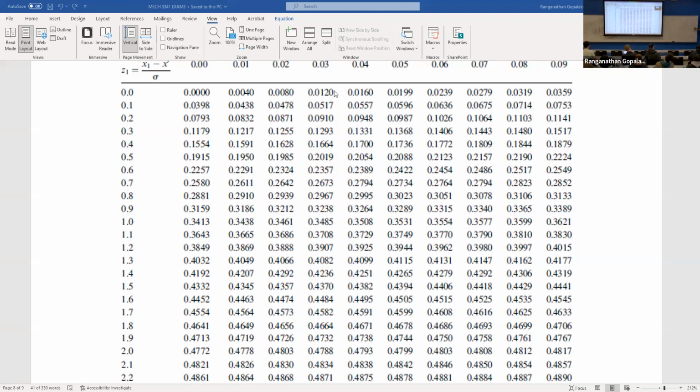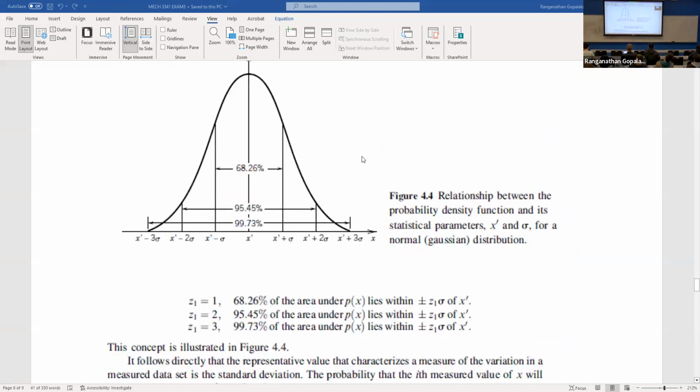This number 68.26 and plus or minus 1, they have a connection. In the previous page, you had the picture. You see here, 68.26 lies between mean minus 1 standard deviation and mean plus 1 standard deviation. In a real system, the standard deviation and mean have units. But if you scale them and normalize everything by the mean, within 1 standard deviation, 68.26% of the values will fall.